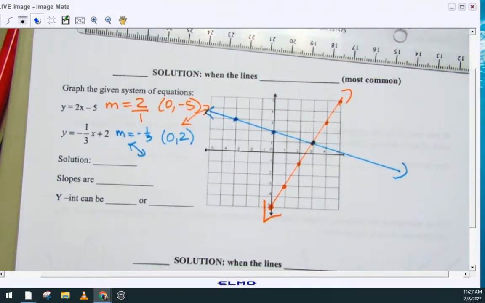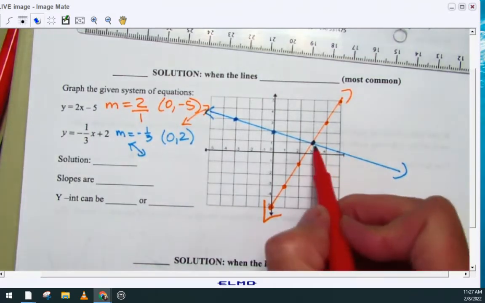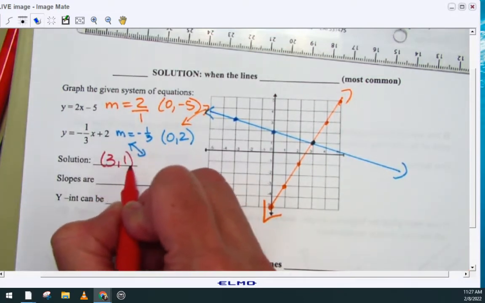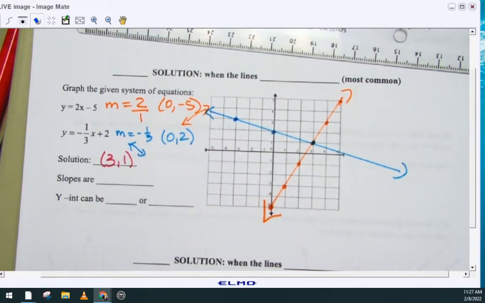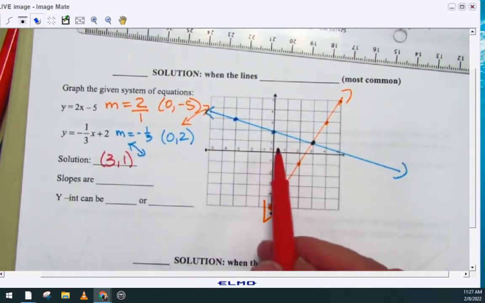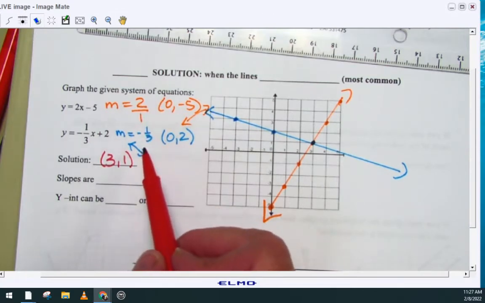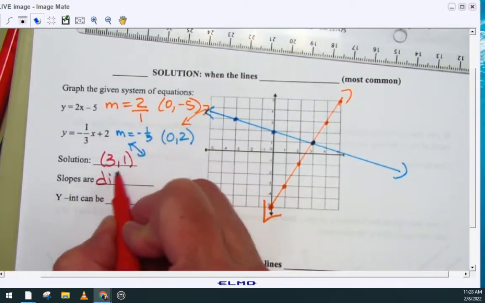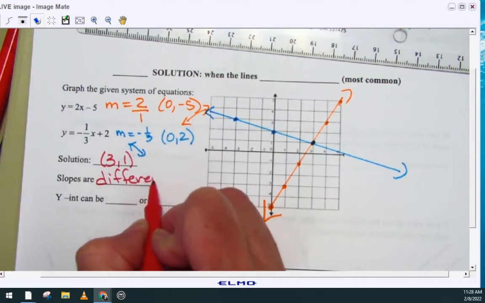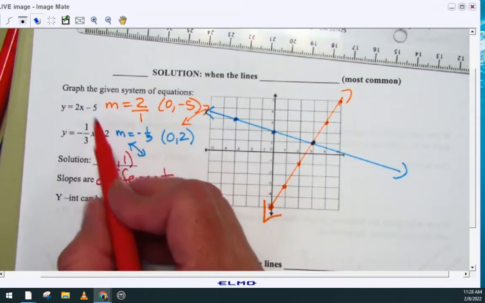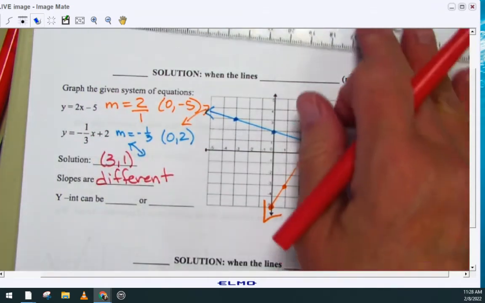So, what's the solution? Where do they run into each other? They run into each other right here at the point (3, 1). Now I'm going to look at the slopes. Are they the same or are they different? The slopes are different. Are the y-intercepts the same? No. But we're going to talk about this.